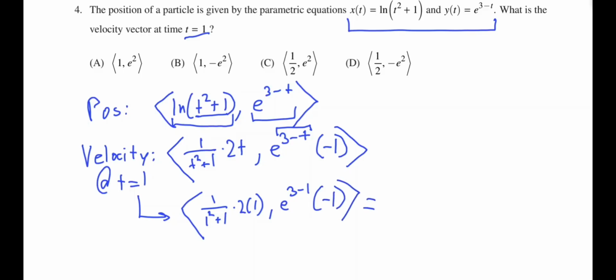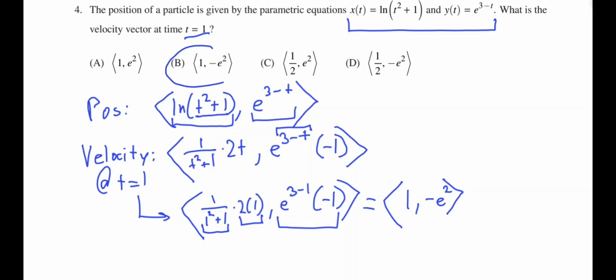Okay, and that becomes, let's see. At the bottom, we have 1 squared plus 1, which is a 2. So this entire fraction is 1/2. And 2 times 1 is 2. So 1/2 times 2 would be 1. Okay, and now for the y direction, we have e to the power of 3 minus 1, and that would be e squared. 3 minus 1 is 2, but then times negative 1, and that would be negative e squared. And that would be the velocity vector at t equals 1, which would be choice B: 1 and negative e squared.